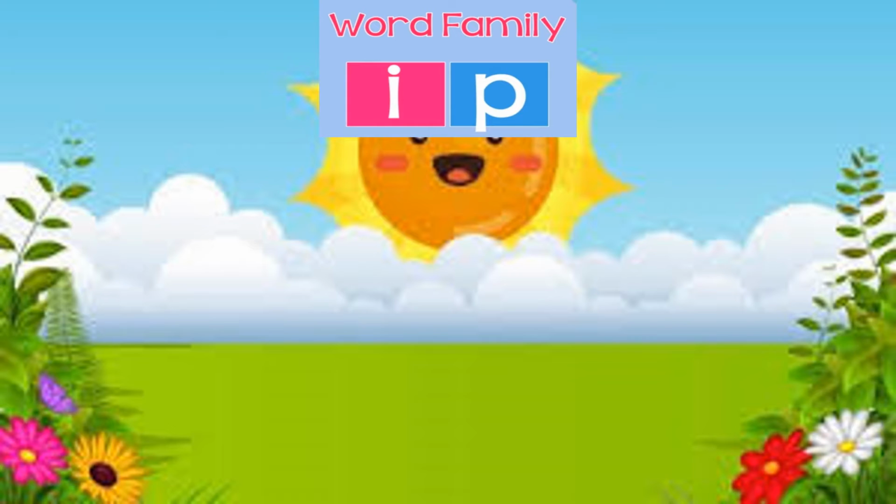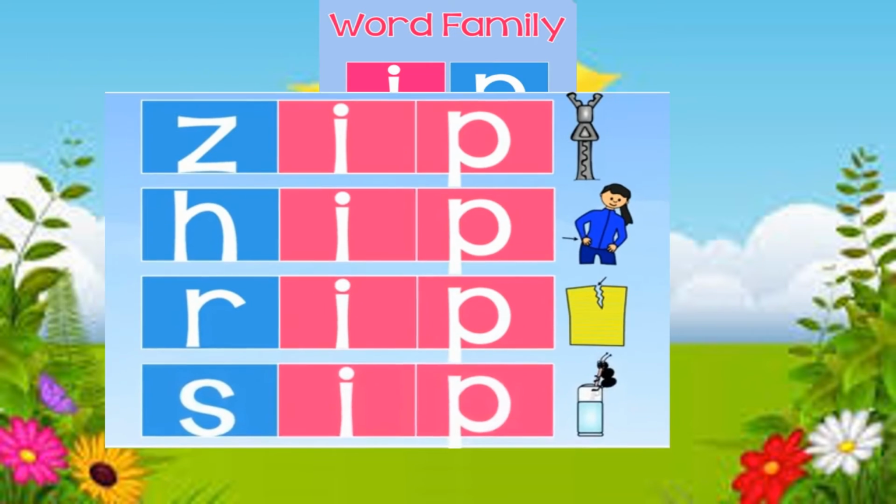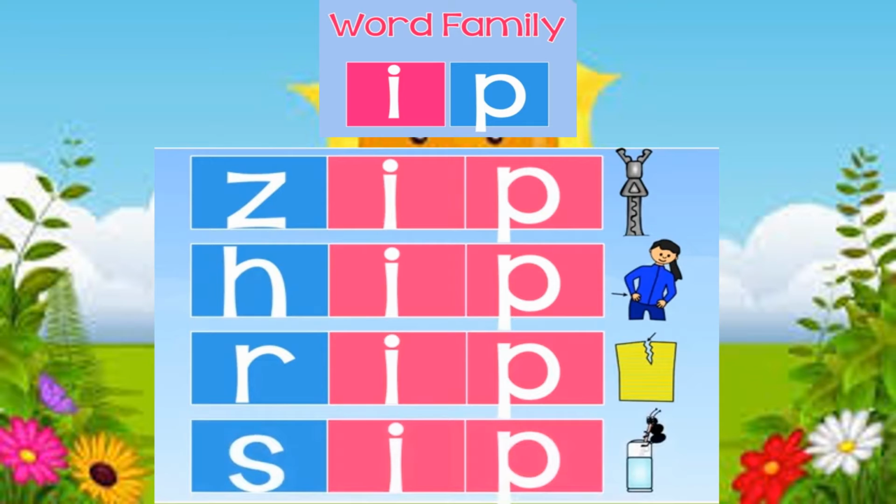The next family is ip family. Ip. The words of ip family are z, ip, zip. H, ip, hip. R, ip, rip. S, ip, sip.